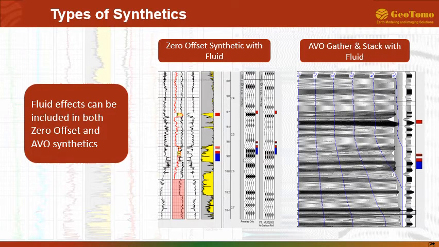If known, fluid zones can be included with respect to both zero offset and aviosynthetics. Fluid types may include brine, gas, oil, and fizz gas.